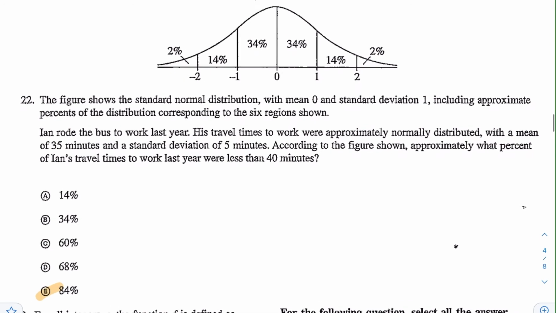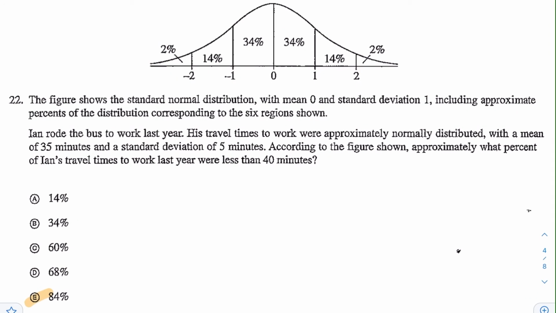Next, for number 22, the figure above shows a normal standard deviation with mean of 0 and a standard deviation of 1, including the approximate percentages of the distribution corresponding to the 6 regions shown. Ian rode the bus to work last year, and his travel times were approximately normally distributed, with a mean of 35 minutes and a standard deviation of 5 minutes. According to the figure shown, approximately what percent of Ian's travel times to work last year were less than 40 minutes? So you just have to apply this distribution of data, or this frequency table, into Ian's bus times.